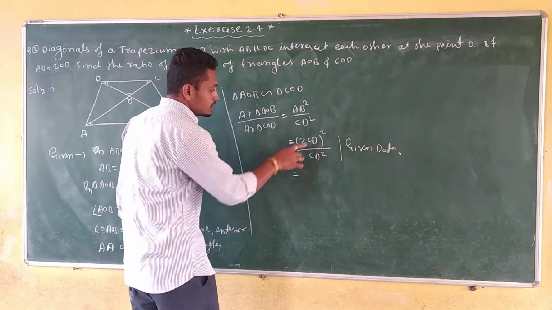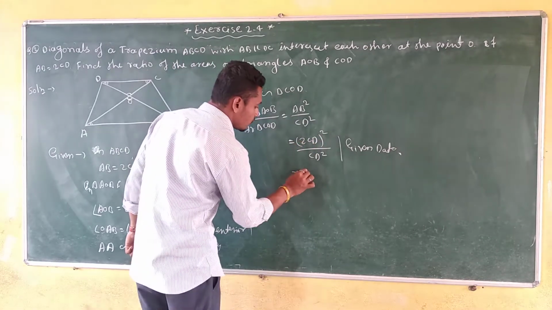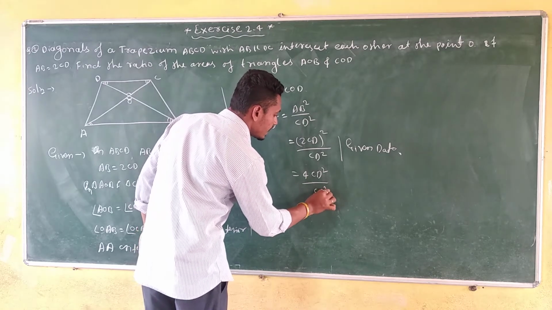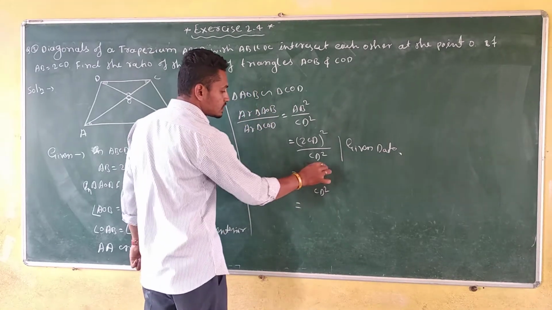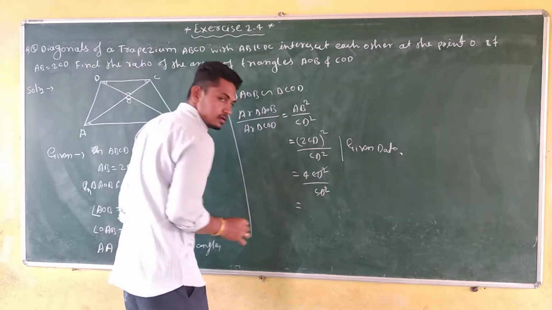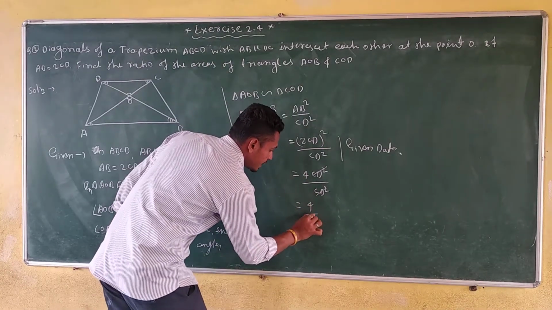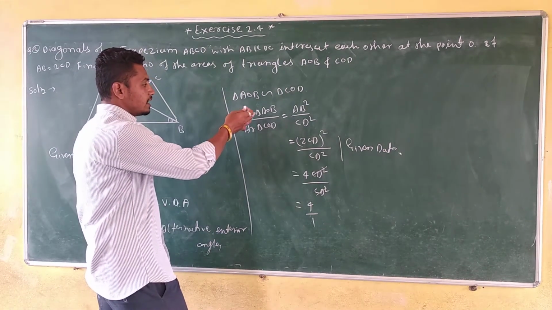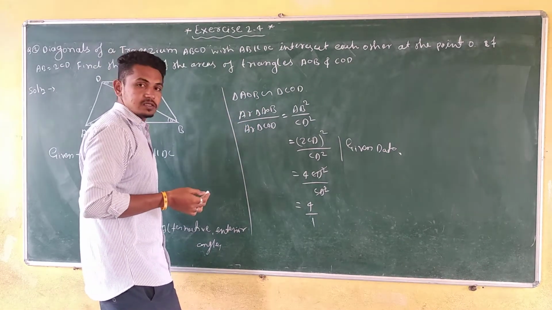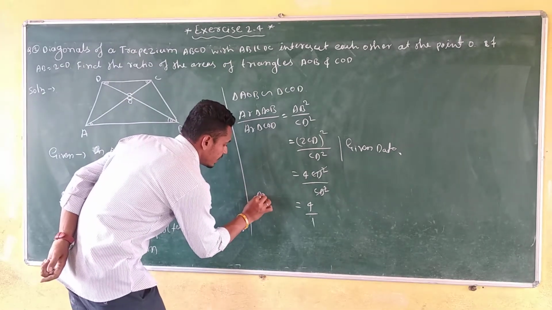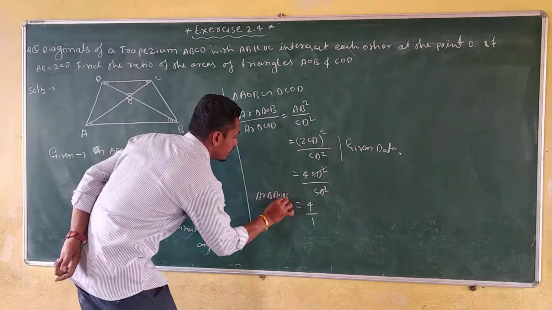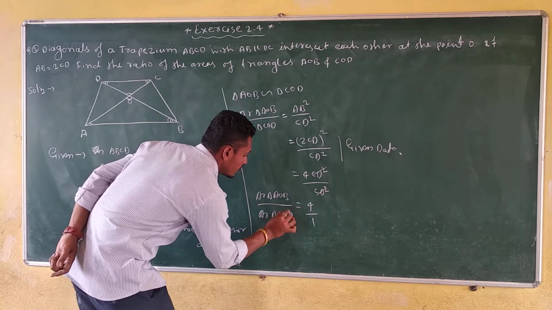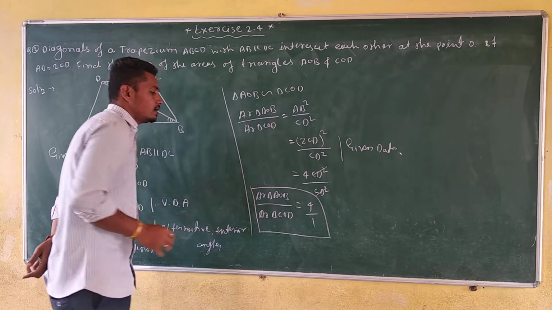Next, see here, 2 squared is 4. So 4CD squared divided by CD squared, as it is. Then CD squared gets cancelled. So 4 divided by 1. Now we get the ratio of the area of triangle AOB to the area of triangle COD. This is your answer.